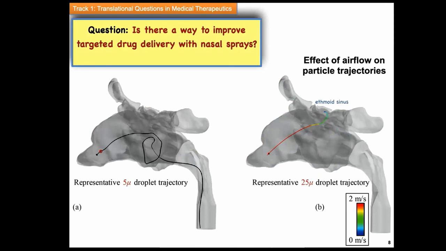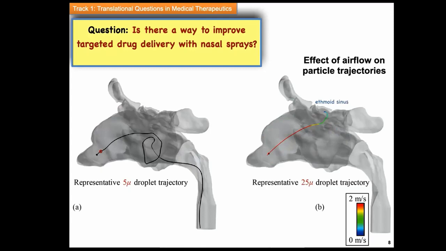So here I have shown the trajectories for two representative particles. On the left, we have the 5-micron particle. And if you look at it, that small tiny red circle is the point where the inertial motion of that 5-micron particle has stopped. And whatever it does beyond that point is because of the airflow streamline on which it was embedded at that point.